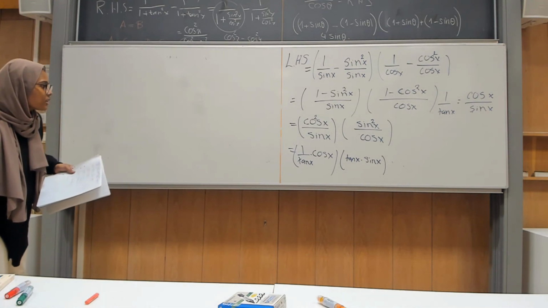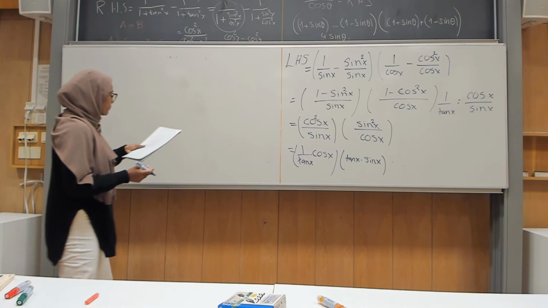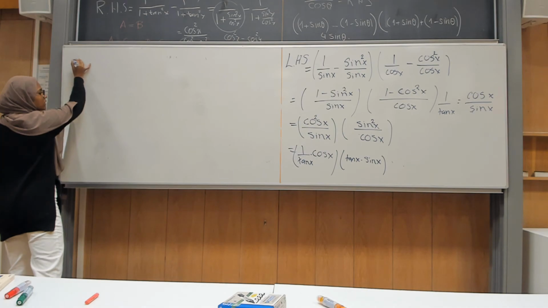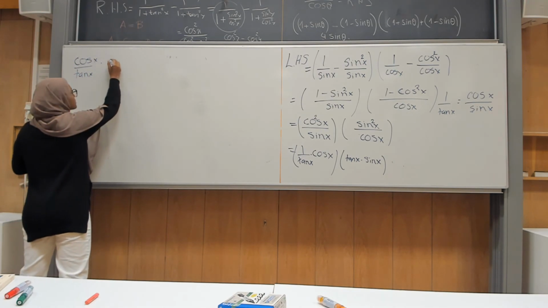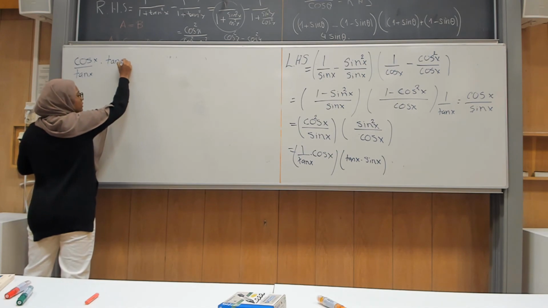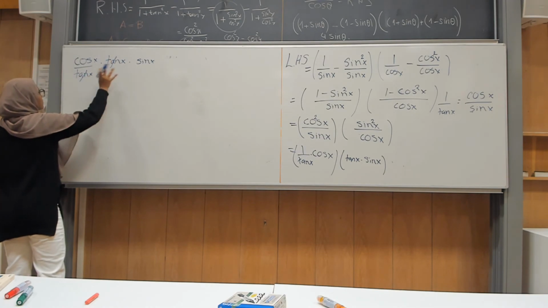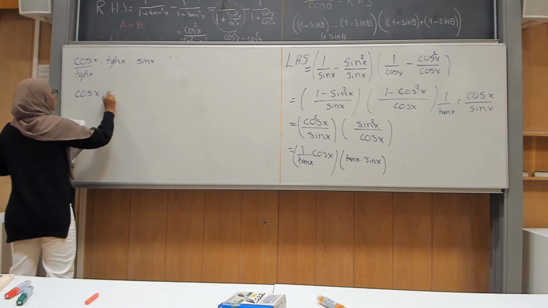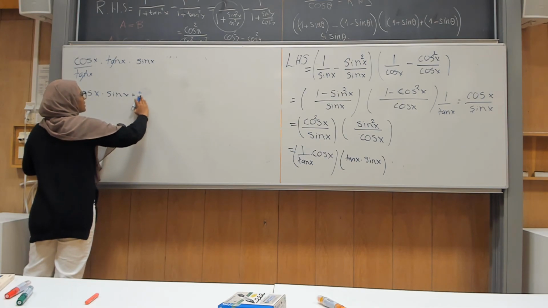Okay, so then we can just multiply everything. And we got cosine, I did it like this, cosine times tangent times sine x. Okay, so these cancel each other, so we get cosine x times sine x, and this was the left hand side.